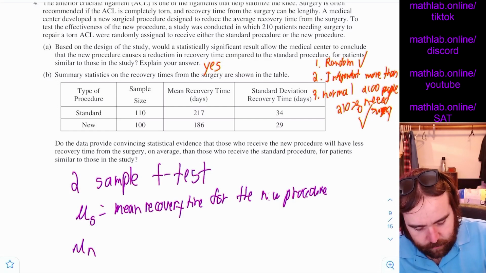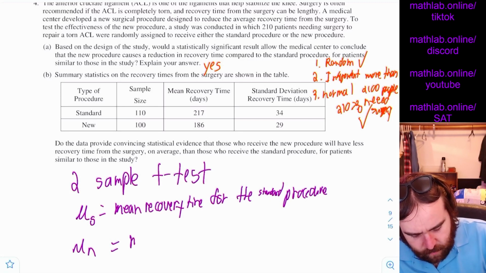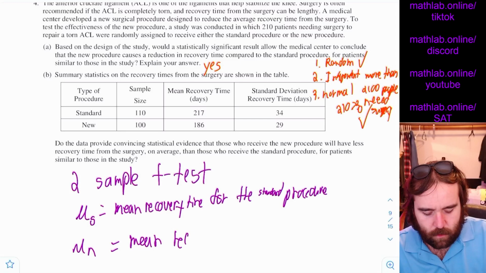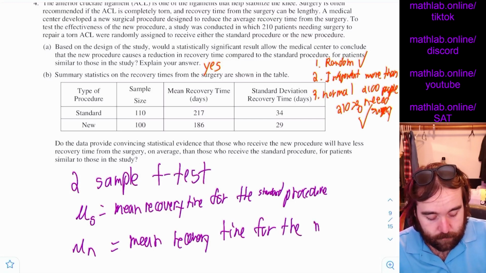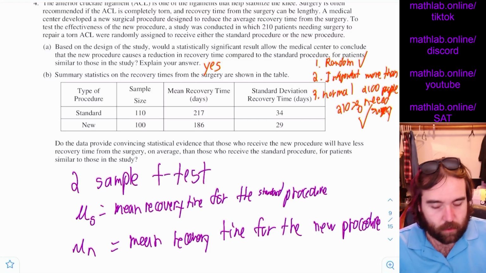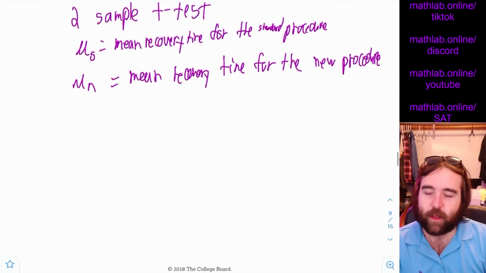No, the standard procedure. And this is the mean recovery time for the new procedure. We've got to make sure we don't allude to it being the sample. The way we said it makes it sound like it's the whole population, and that's what we want.